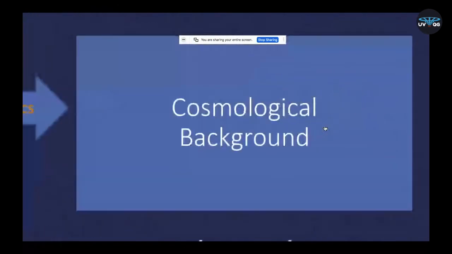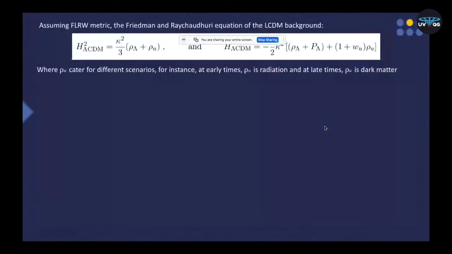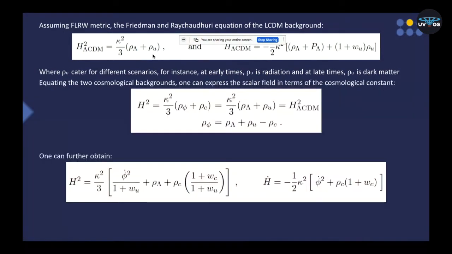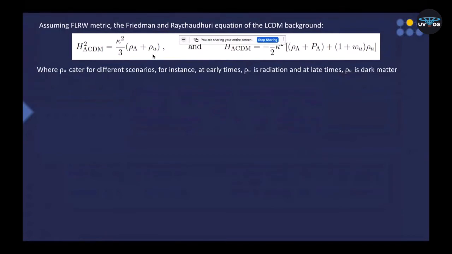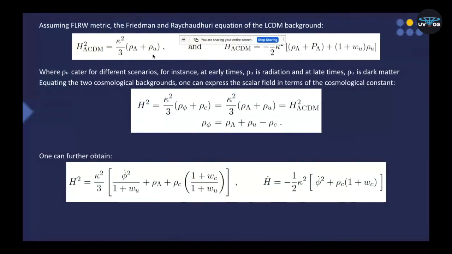Briefly, the lambda CDM background that the model is mimicking is very well known, and here we are only considering two fluids: lambda, a cosmological constant, and an uncoupled fluid. As I said, rho u is to cater for different scenarios. For instance, at early times rho u could be radiation, and at late times rho u could be dark matter. Equating those to the cosmological background, one can express the scalar field in terms of the cosmological constant, and we can further obtain those Friedmann and Raychaudhuri equations.